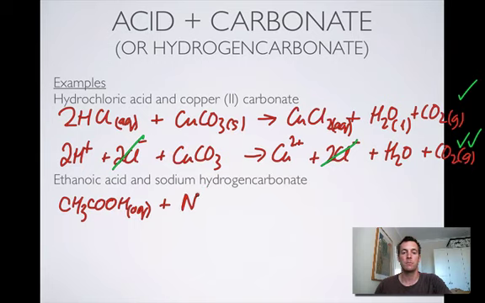Sodium hydrogen carbonate. Okay, again, this is an ion that a lot of people will forget. HCO3-. So 1 plus, 1 minus, there's the formula of it. What are we going to make? Well, still a salt and water and carbon dioxide. This time it's going to be sodium ethanoate.